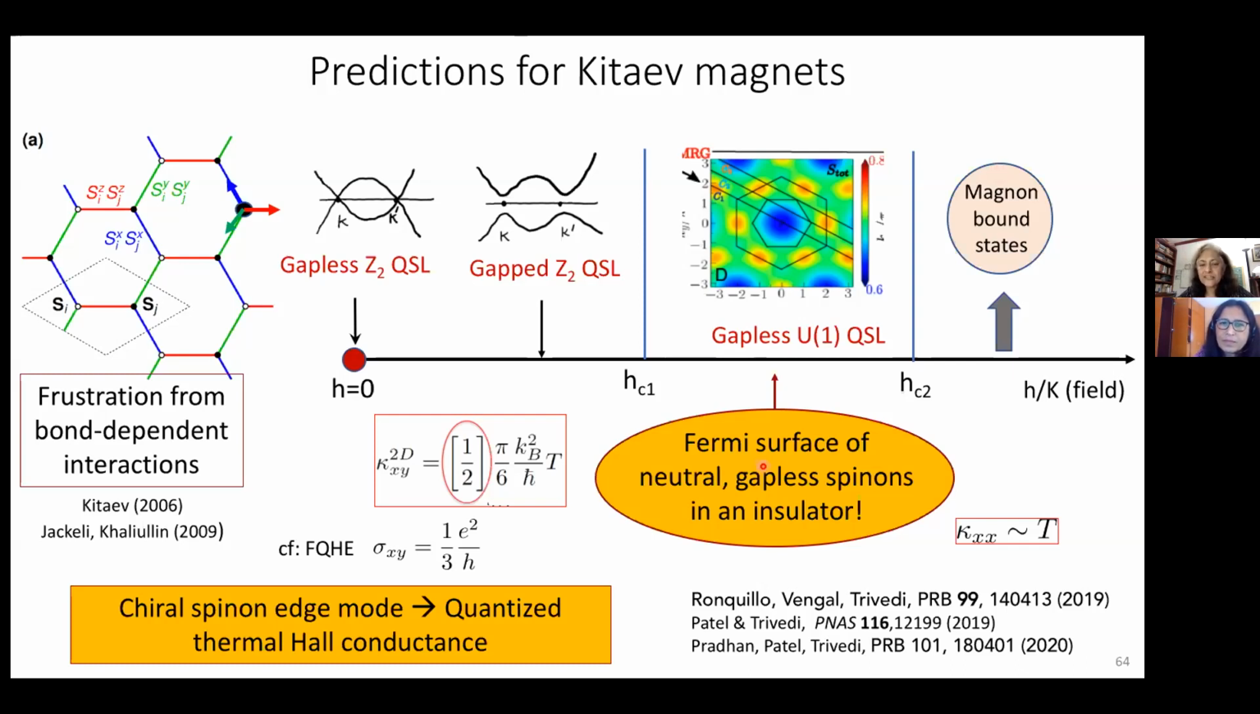And as signatures, we talked about the quantized kappa xy in the gapped phase. But furthermore, this gapless phase, which is still to be observed, would also have signatures in the thermal conductivity, by showing the existence of a Fermi surface through low-lying specific heat, which would go like temperature, as well as kappa xx, which would scale with temperature.